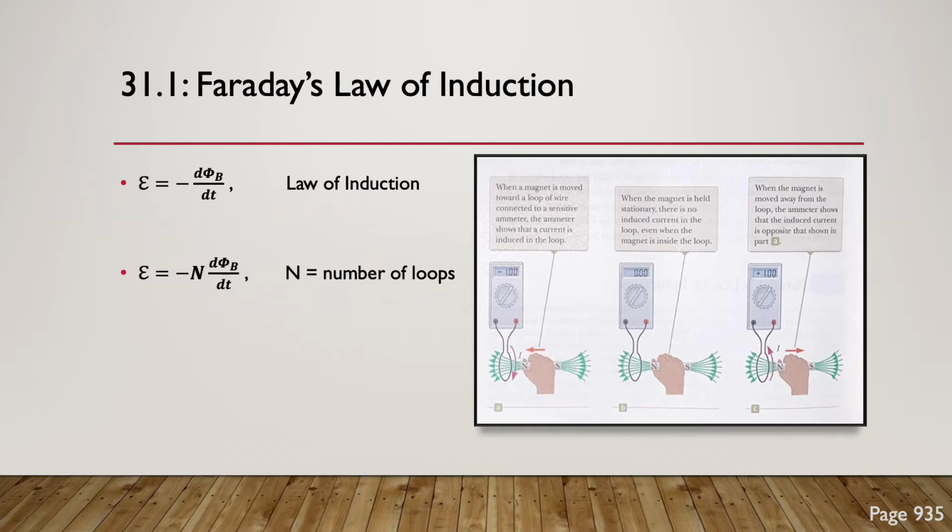In general, the EMF induced is directly proportional to the time rate of change of the magnetic flux through the loop. This is known as Faraday's law of induction, which can be written as shown below, where the magnetic flux through the loop is changing over time. Furthermore, if a coil consists of N number of loops of the same area, then you would include the number of loops in the law of induction.